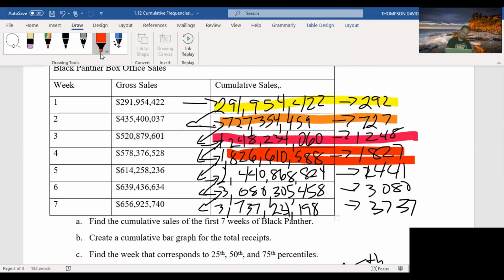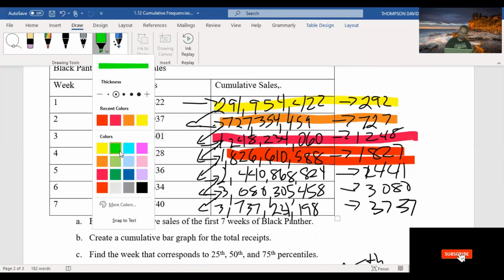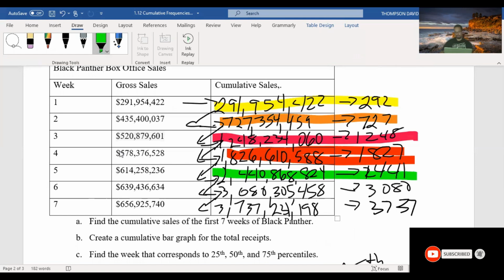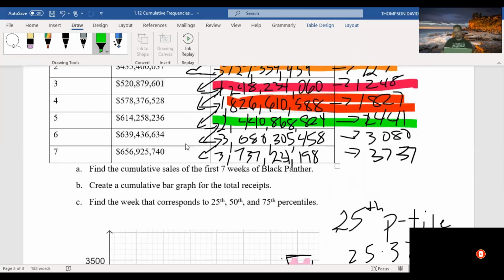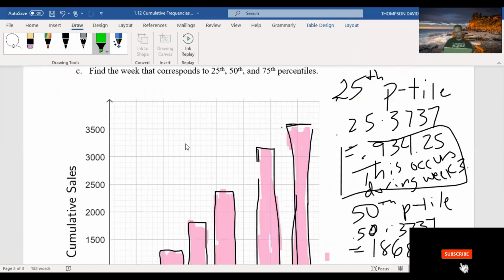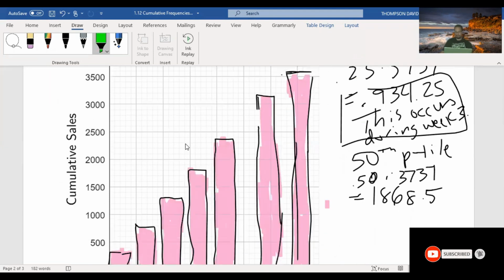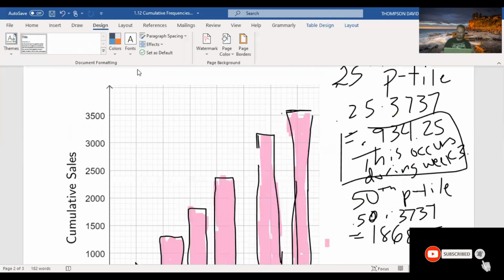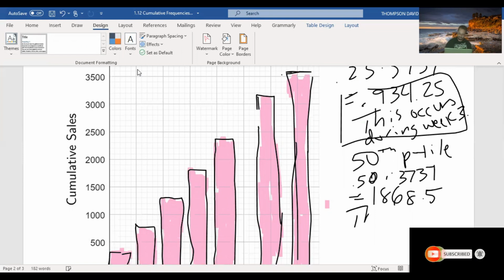So we haven't hit it yet. Let's switch to green now. The next one we're at 2,441. So in between weeks 4 and 5, that's when we hit $1,868 million. So we'll round up to week 5. So we'll say this occurs during week 5. And we are done with the 50th percentile.